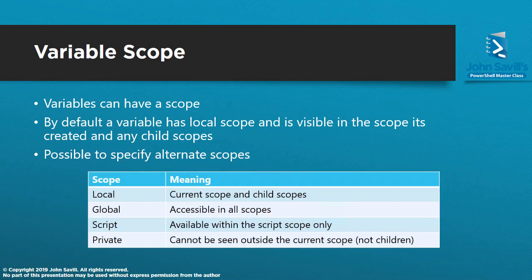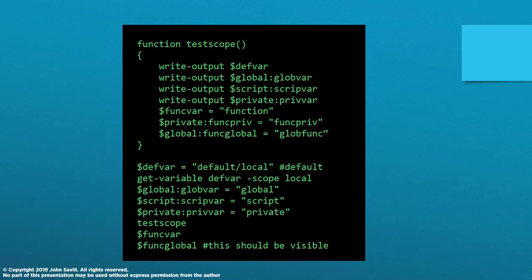There's local, global, available everywhere, script, available in the script only, private, can't be seen outside the current scope, not even children. And here's a little bit of code to test that.